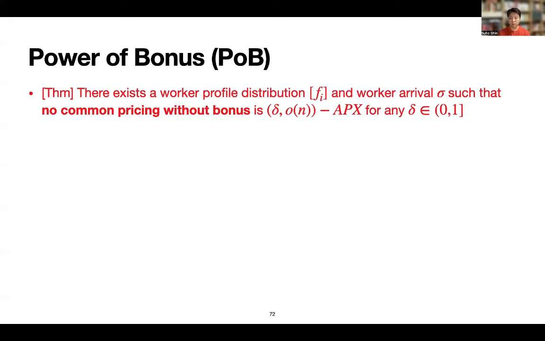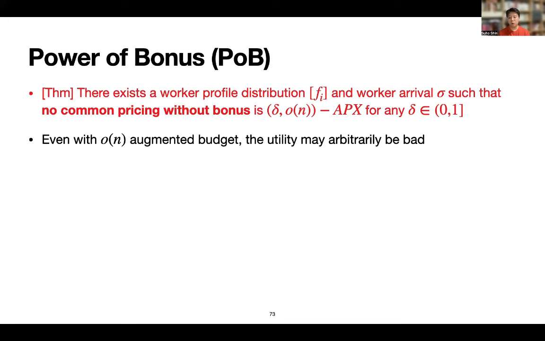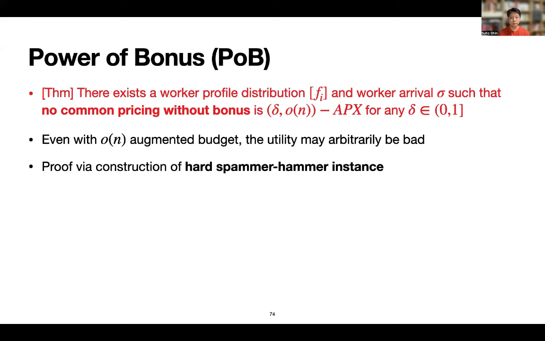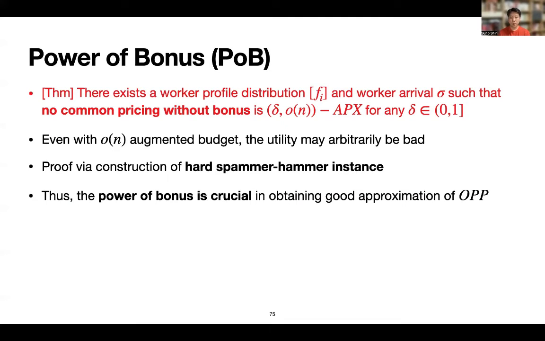Next, I'll present our result on the power of bonus. Formally, there exists a problem instance such that no common pricing without bonus can achieve delta, little o(1)-APX for any delta between 0 and 1. It means that even with little o(1) augmented budget, the utility can be arbitrarily bad if we can neither personalize nor give them bonus. The proof is based on the construction of a hard spammer-hammer problem instance. And it basically implies that the power of bonus is crucial to achieve a good approximation ratio of OPP.